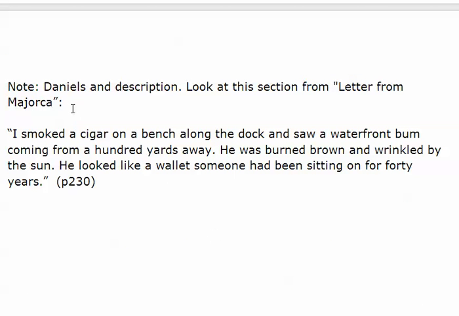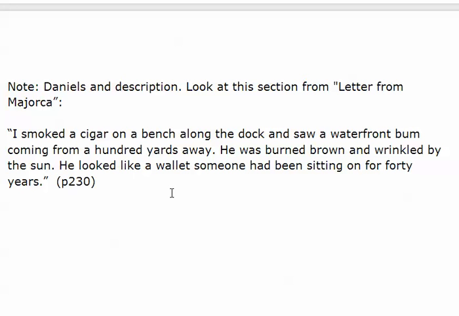So Daniels in description. Look at this section, this little couple of sentences from Daniels. He does a lot of short, descriptive things, and he uses a lot of dialogue too to bring out his characters. But here's a little piece of description that is very apt, and you see this person. "So, I smoked a cigar on a bench along the dock and saw a waterfront bum coming from 100 yards away." So you know where the writer is, where his point of view is directed.